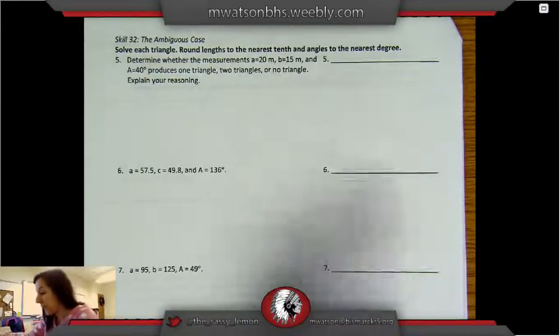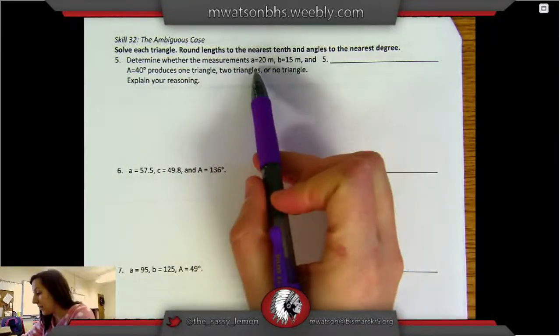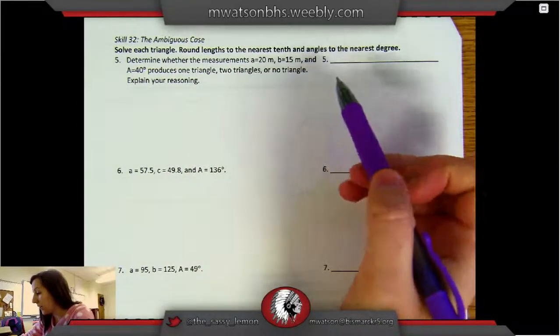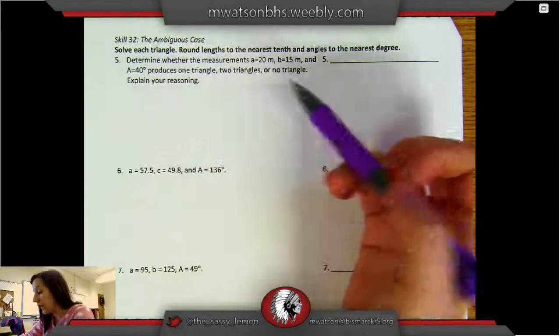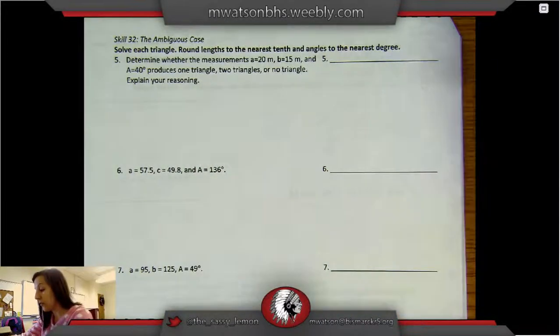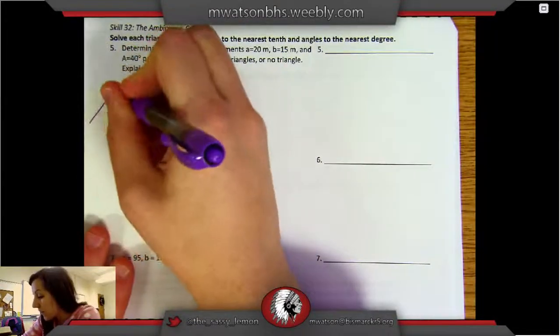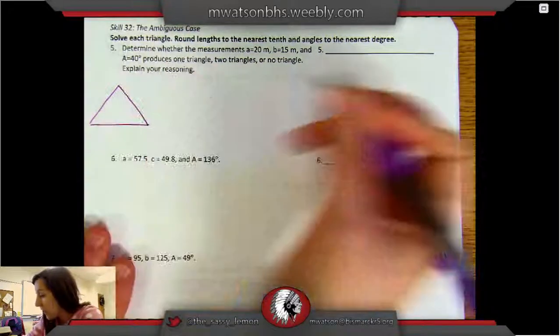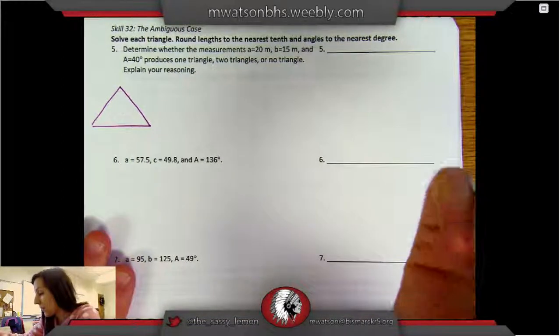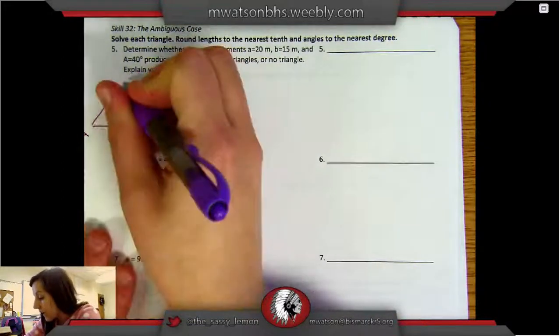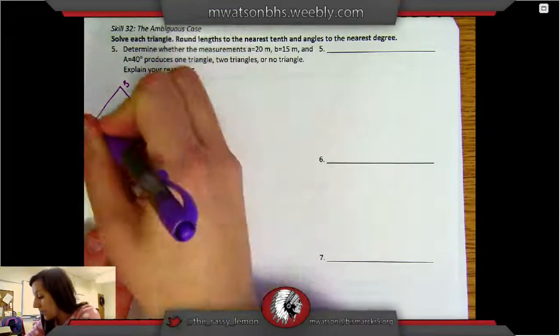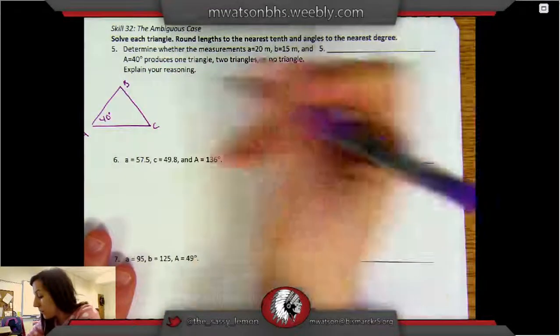Alright, number 5. Determine whether the measurements a equals 20, b equals 15, and angle A equals 40 degrees produces one triangle, two triangles, or no triangles. So here, let's go ahead and sketch out a diagram just to see what this looks like. We know that little a and little b represent side lengths, and capital A represents an angle. So this is what we've got.